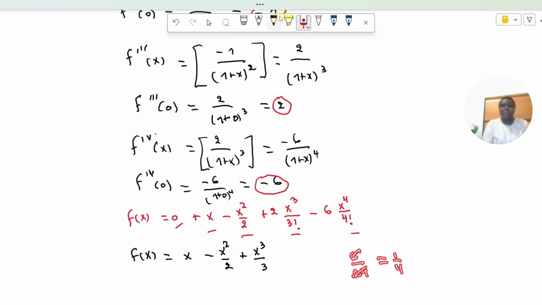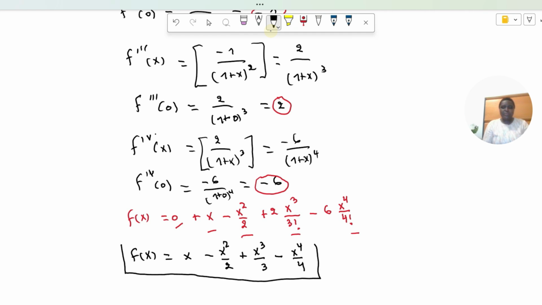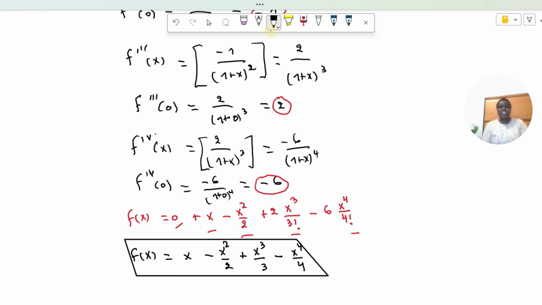Then what do we have? We have here minus x power 4 over 4. So this was the asked MacLaurin expression of our function ln of x, our function ln of 1 plus x. Yes, that was it.